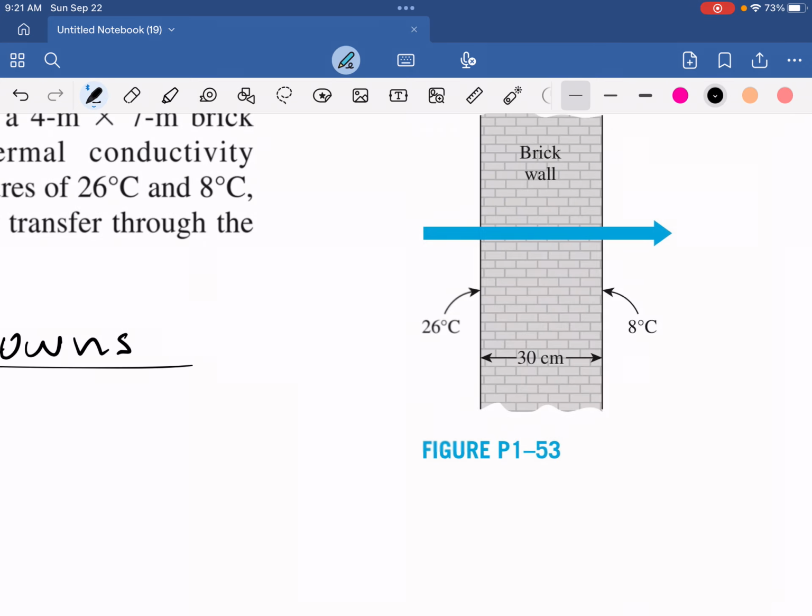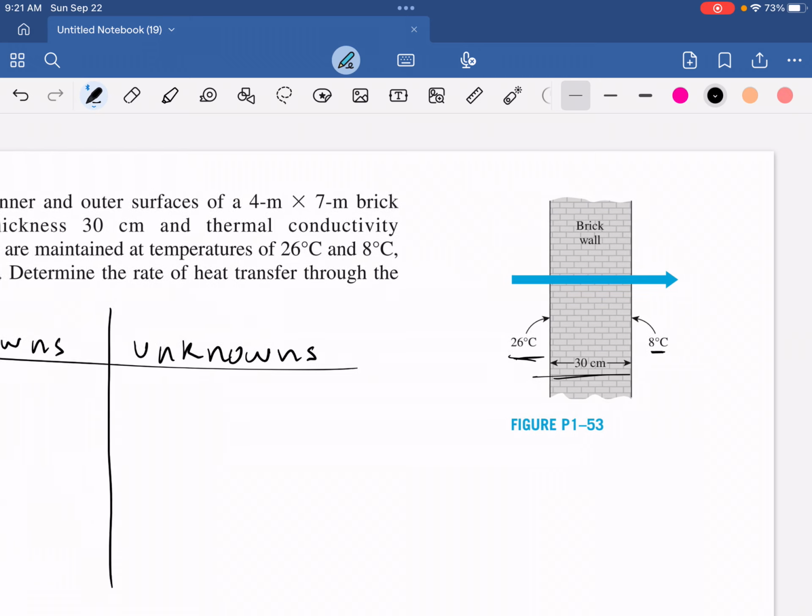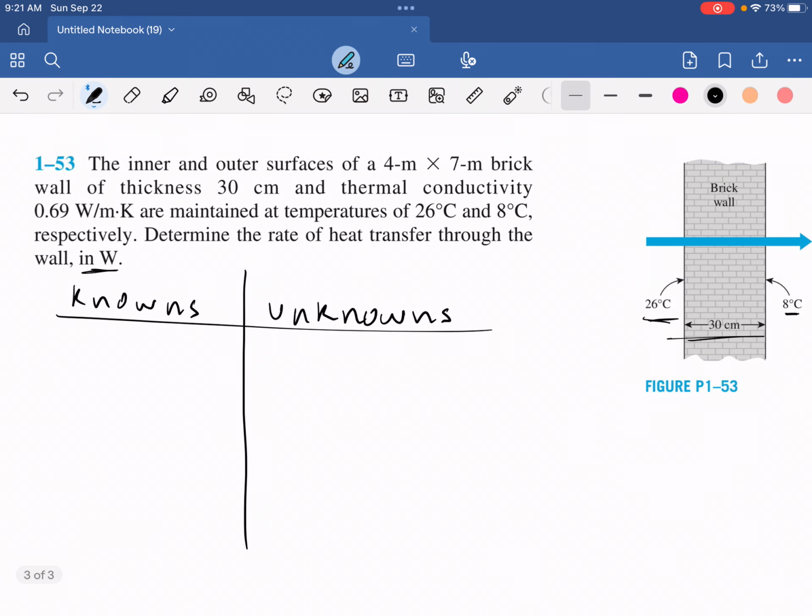Okay, so here's the wall. One side is 26 degrees, on the other side is 8 degrees Celsius, and the thickness between them is 30 centimeters. Okay, so as I write what I'm given, I'm going to start converting units from centimeters to meters, degrees Celsius to kelvins, and also doing the areas as well.